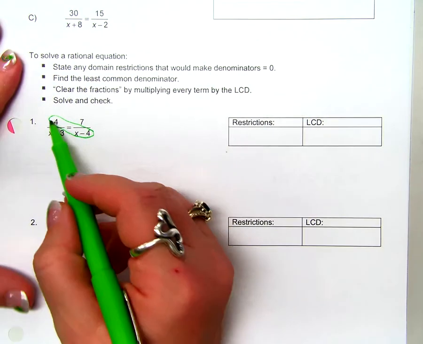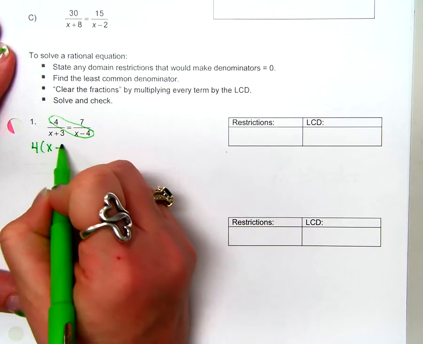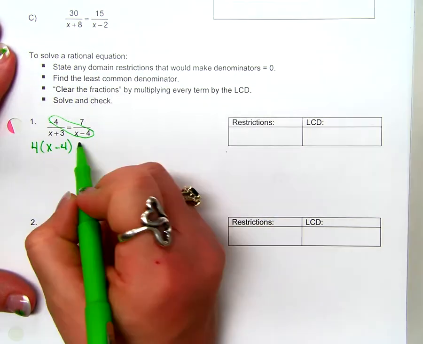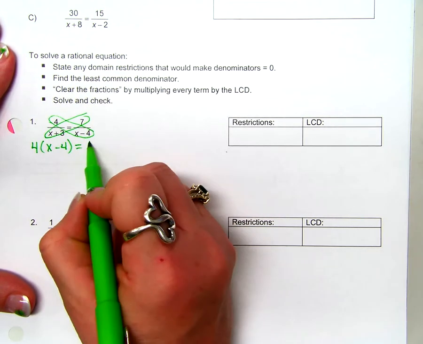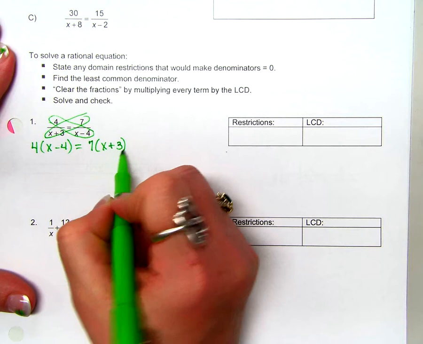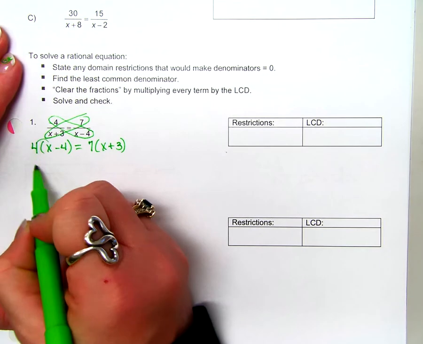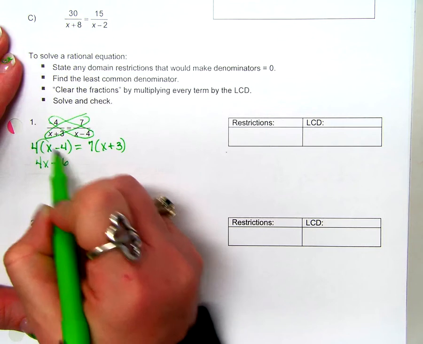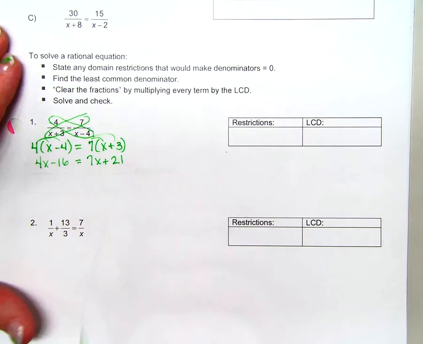If we cross multiply, what we get is this times this. We get 4 times x minus 4 equals this, right? 7 times x plus 3. Well, that's suddenly a whole lot easier problem than what it looked like before, right? There's no fractions. We've done problems like this for a while now. Haven't we?